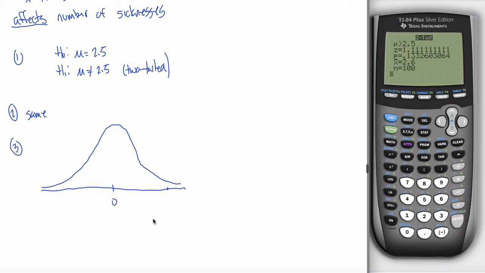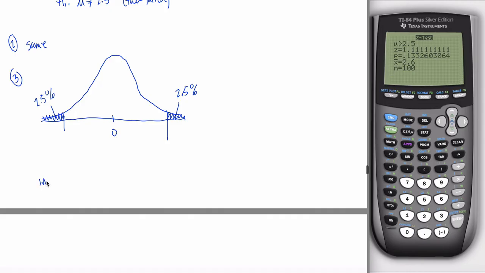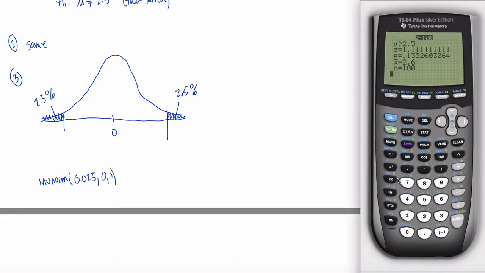I still want the area of my rejection region to be 5%. But now that it's two-tailed, I need some of it over here and some of it over here. How much? Well, if 5% is shaded in total, 2.5% is on each side. So now I could use inverse norm twice to find out my 2 critical values. To find out this critical value, the area to the left of the point that I'm looking for is 2.5%. I'll put in 0 and 1 so that I get normalized values. End up getting negative 1.96.